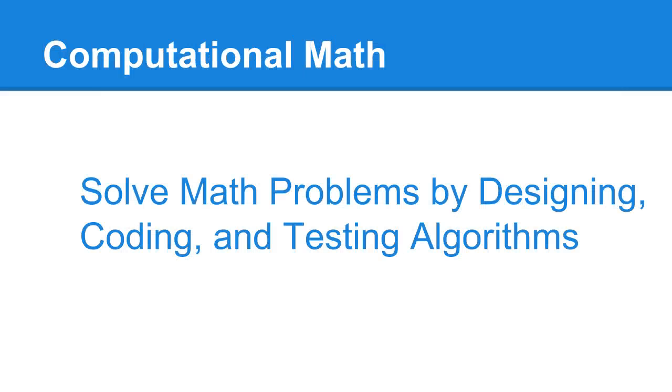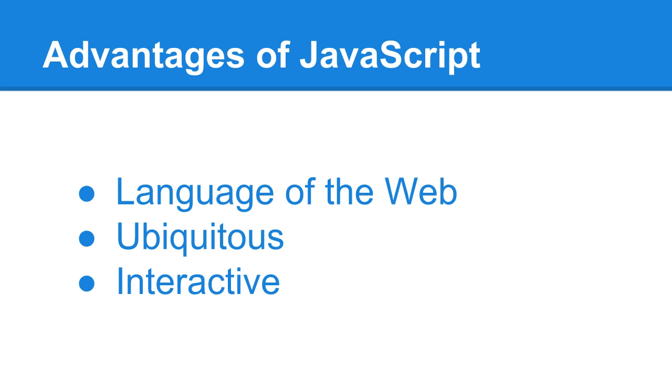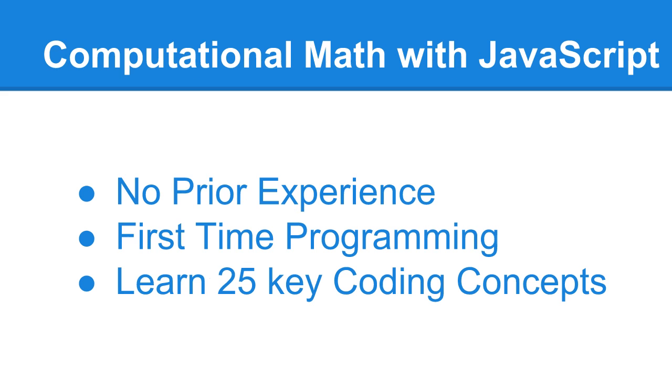Computational math is solving math problems by designing, coding, and testing algorithms. We take the exact same problems we see in our high school level math classes and we solve them by computational methods. What are the advantages of JavaScript? That's the language we use in this course. It's the language of the web. It is ubiquitous and is interactive. Whether you have Chromebooks, PCs, or Macintoshes, we can use JavaScript in any of those environments.